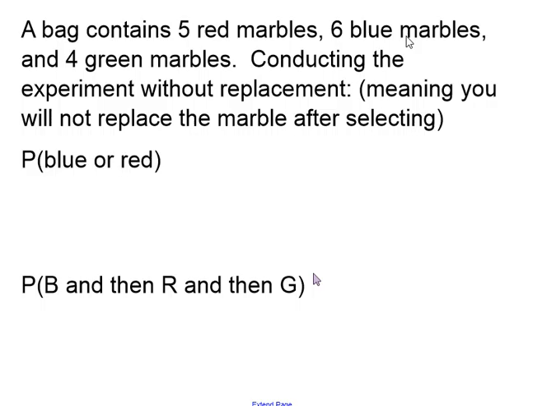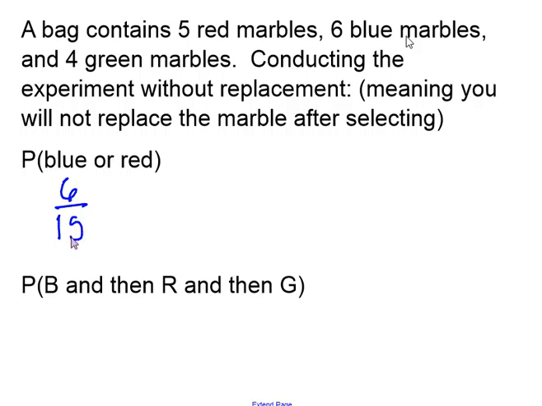So I got this bag. This bag contains a whole bunch of marbles. There's 5 red marbles, 6 blue marbles, and 4 green marbles. I'm going to conduct a little experiment. And every time I do my experiment, I'm not going to replace the marbles that I take out. So what is the probability of getting blue or getting red? Well, the probability of pulling out a blue would be 6 out of the total marbles. 5 plus 6 plus 4 is a total of 15 marbles. So I have 6 out of 15 marbles.